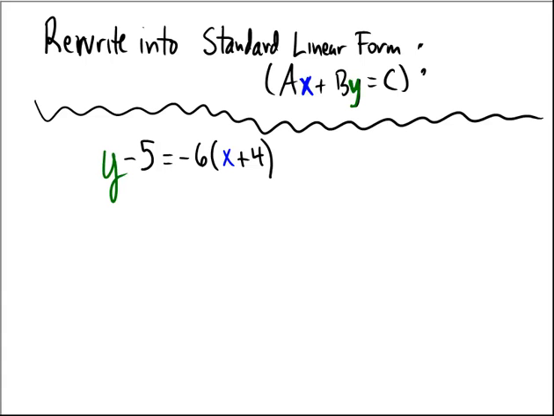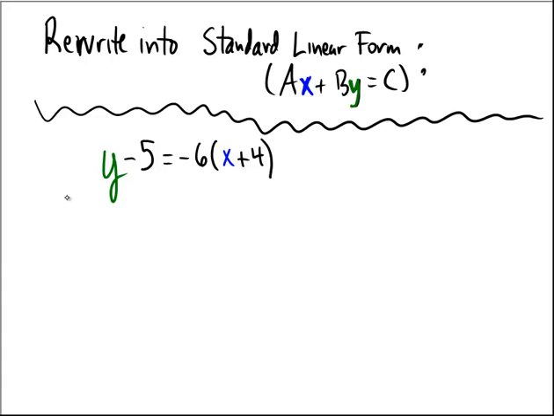We wish to take a line that is written in non-standard linear form and manipulate it into the standard linear form. The standard linear form is Ax plus By equals C. Oftentimes, we also require in addition that the coefficient A is positive, although this is not universally agreed upon, so we will not necessarily worry about it here.